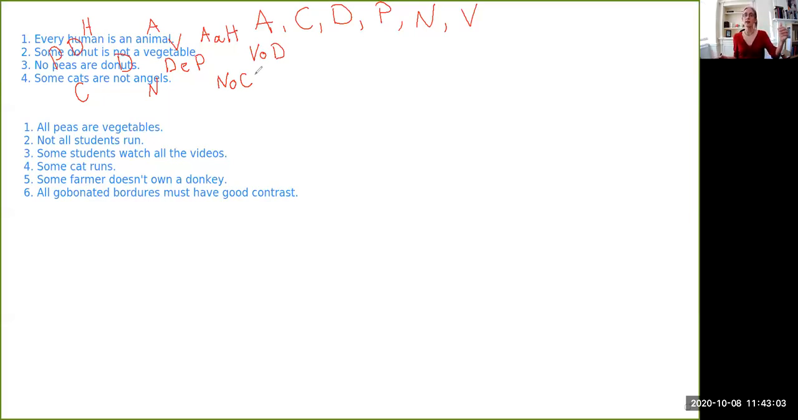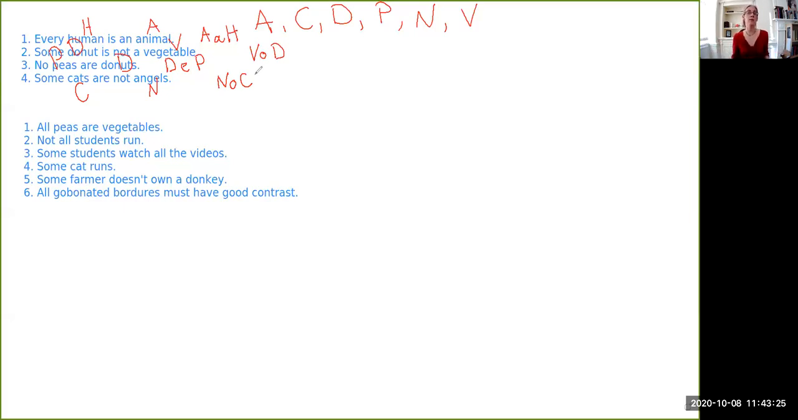But let's look at the set of six that we have. All peas are vegetables, not all students run, some students watch all the videos, some cat runs, some farmer doesn't own a donkey, all gobinated bordures must have good contrast. Now, some of these sentences, again, some are true, some are false, some of them you might not even know what the words involved mean.